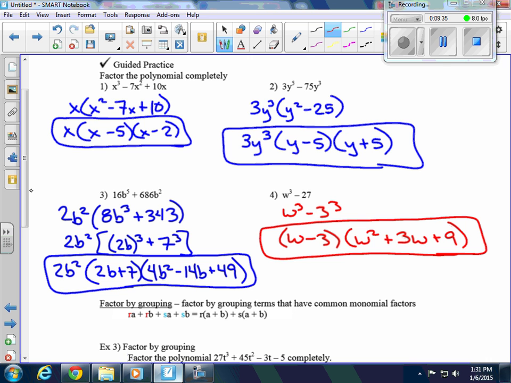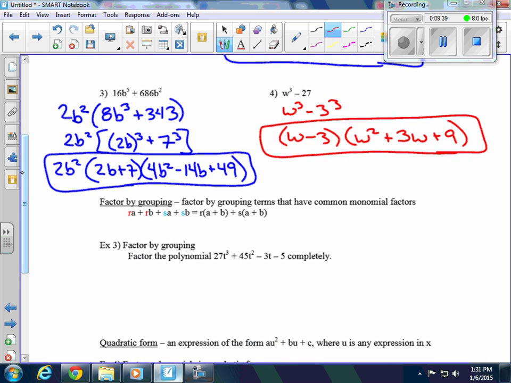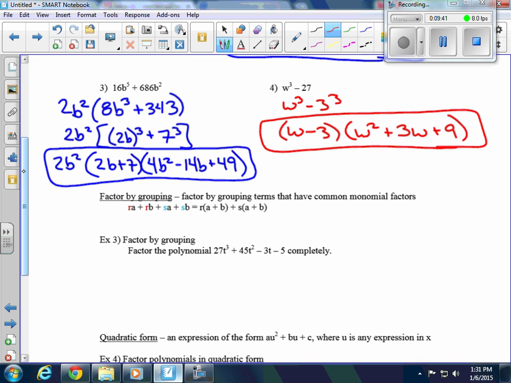And the next thing we're going to talk about is something called factoring by grouping. So far, every time that we've factored, we've had at most 3 terms. So it's been either a binomial or a trinomial. Now we're going to look at factoring when we have 4 terms. And we're going to factor by grouping terms that have common monomial factors. So most of the time, we're going to group our first two terms and our second two terms together.